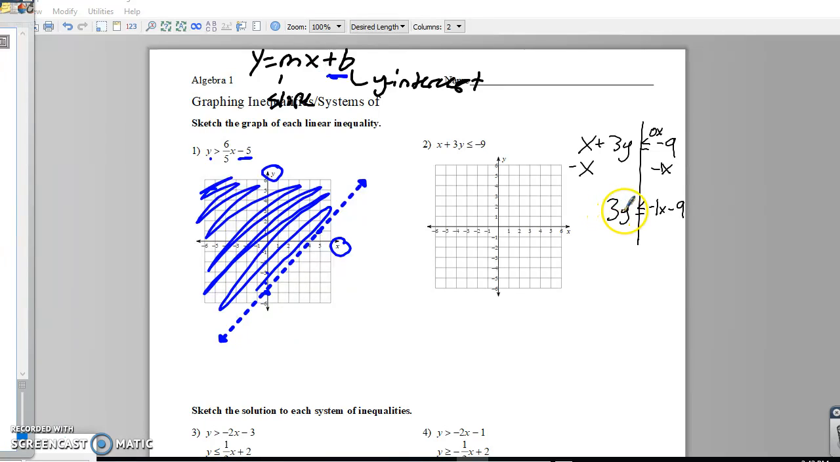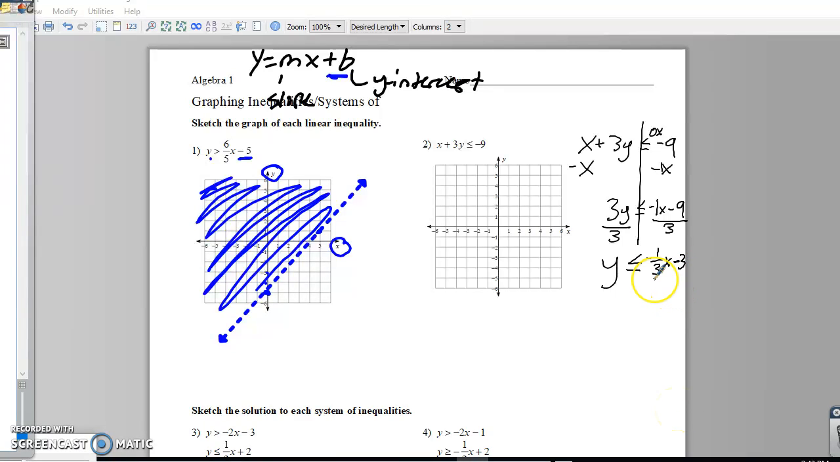Alright, so I've got 3 times y, so undo the multiplication by inverse operations. I get y is less than or equal to, and let me clean that up a little bit. And here's where I see some questions popping up. Do I divide the -1x? Do I do the -9? Do I do both? You're doing this whole side. So we say divide both sides by 3, so the entire side. So -1 divided by 3 is -1/3. -9 divided by 3 is -3.